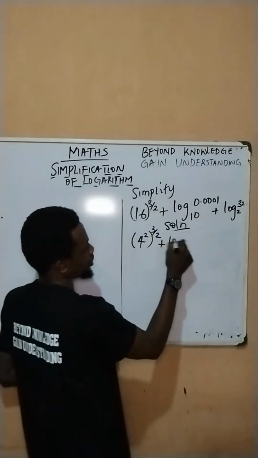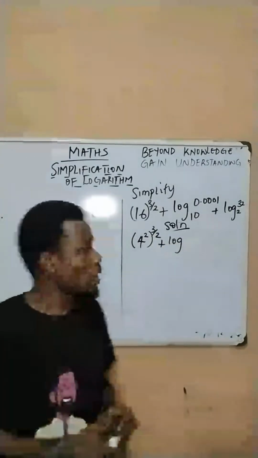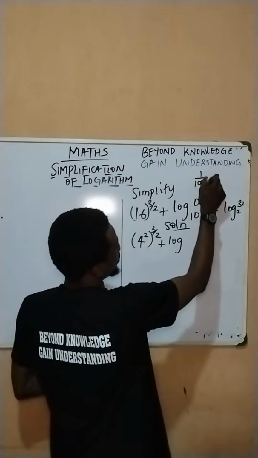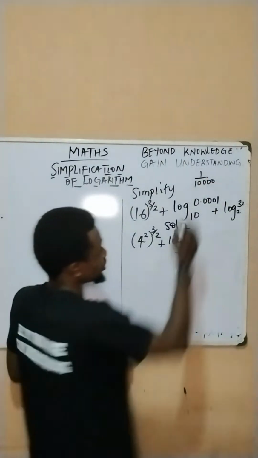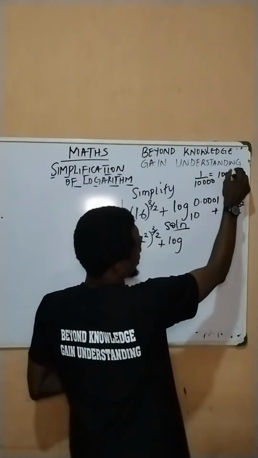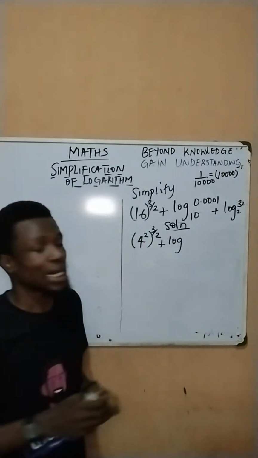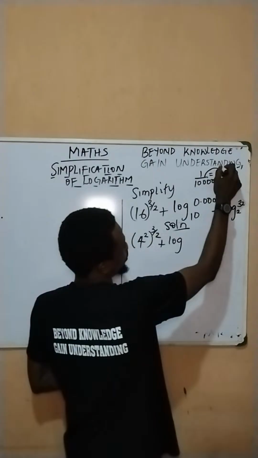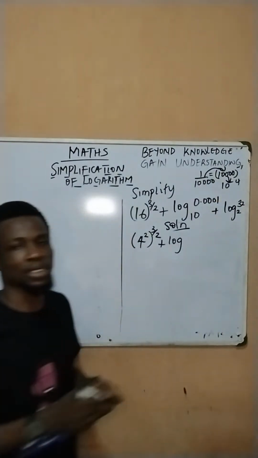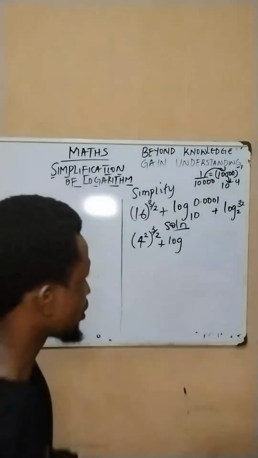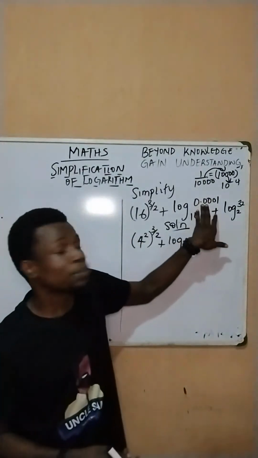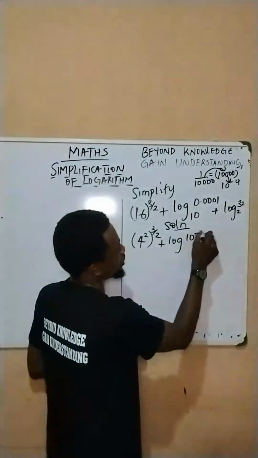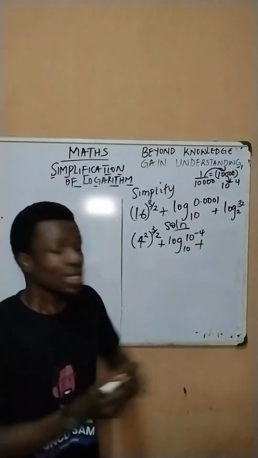Then plus log. Based on the previous example that we saw, we've learned that 0.0001 is the same as 1 over 10,000. And 1 over 10,000 is the same as 10,000 raised to the power of negative 1. And 10,000 raised to the power of negative 1 is the same as 10 raised to the power of minus 4. This is the process that transforms this to this and then this to this. So I can simply replace 0.0001 with 10 raised to the power of negative 4. So this is log 10 raised to the power of minus 4 base 10, then plus log 32.